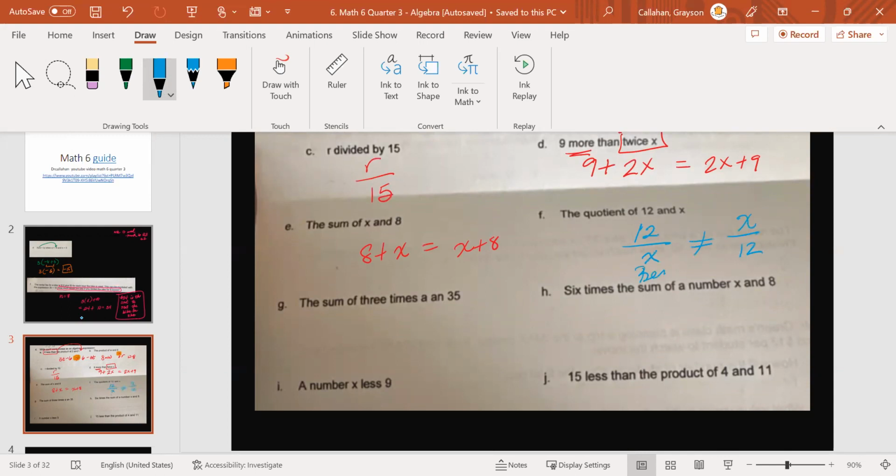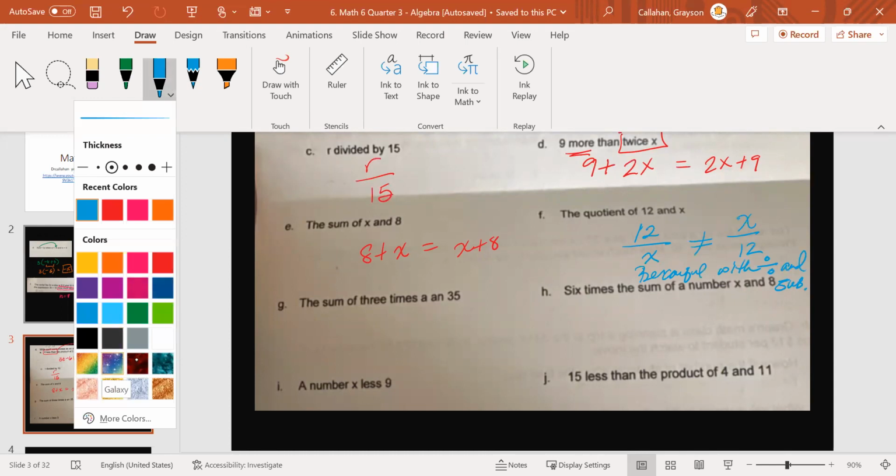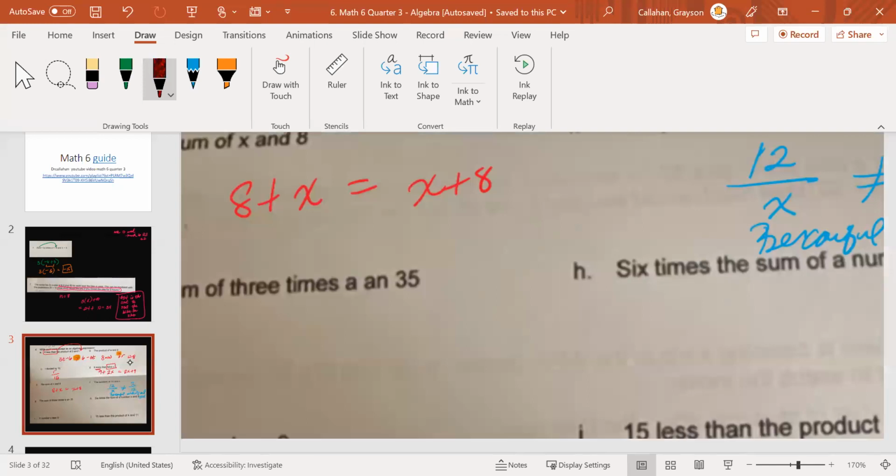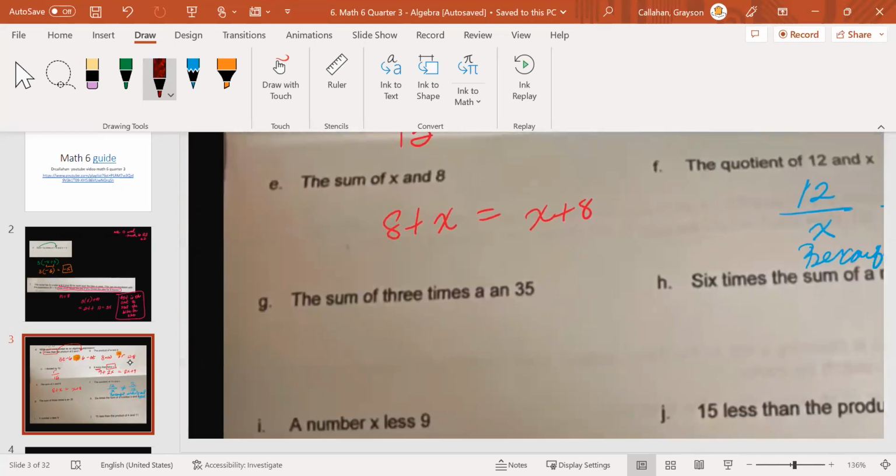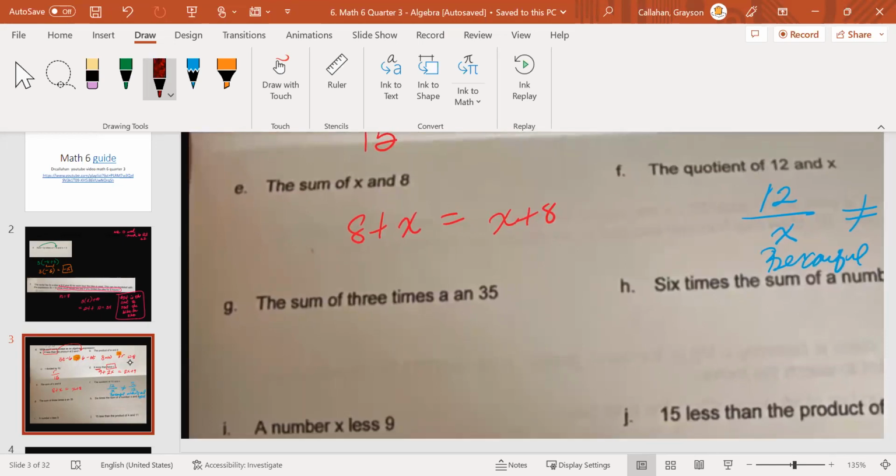So you got to be careful with what? Division and subtraction. Okay, G. G. I can't read that. I don't know if that's a twelve. This should be and.